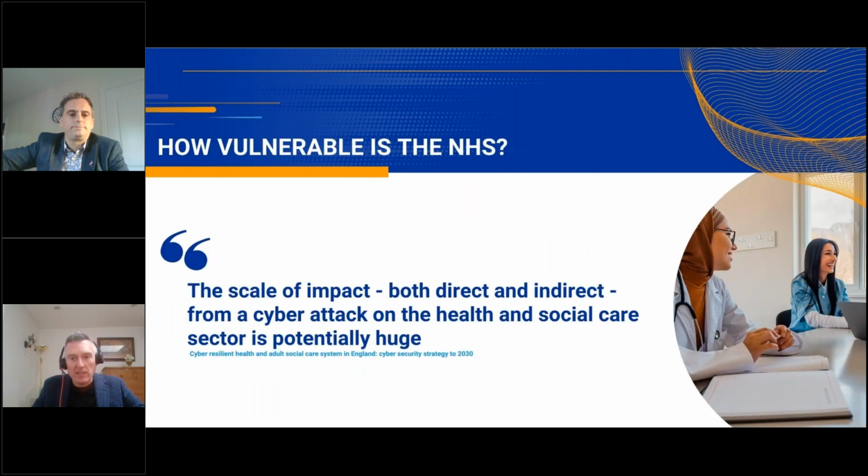So, just taking a step back, how vulnerable is the NHS? Well, the cyber strategy published by the NHS earlier this year says, as you can see from this quote, that the scale of the impact, both direct and indirect, from a cyber attack on the health and social care sector is potentially huge. With about 1.4 million people working in the NHS, that's a lot of endpoints, workstations, laptops, etc., to protect. Clearly, it is a very serious issue, and Graham just touched upon ransomware being one of the most serious threats to organisations.